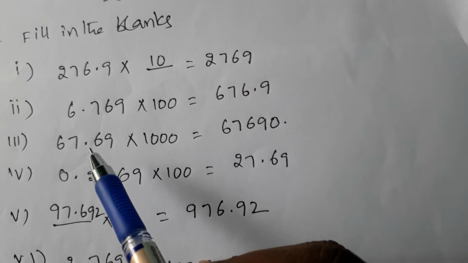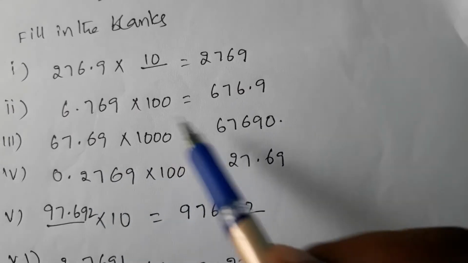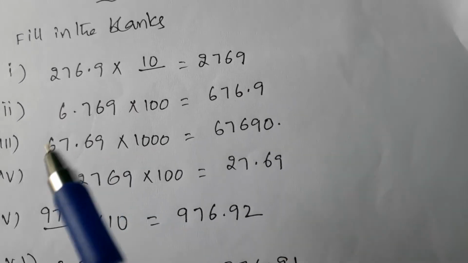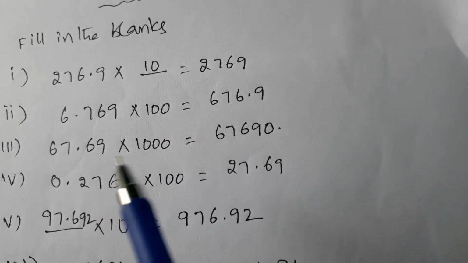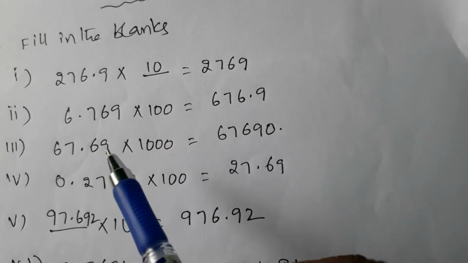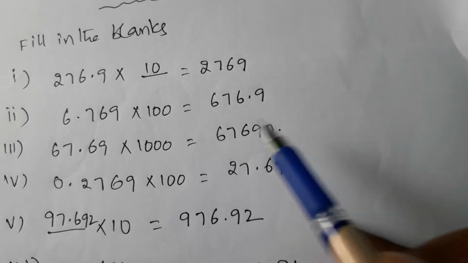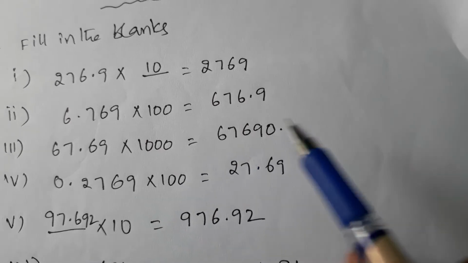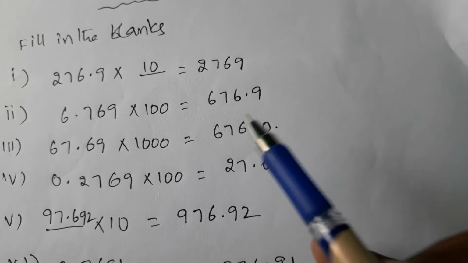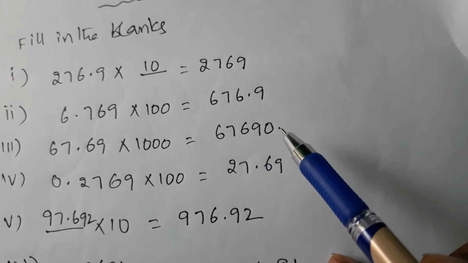So when you are multiplying this decimal with 1000, the decimal should shift to the right 3 digits later. So only 2 digits are there. Okay, one more 0 you can take and shift. Then it comes to 3 digits later. So towards the right, it shifts 3 digits after.